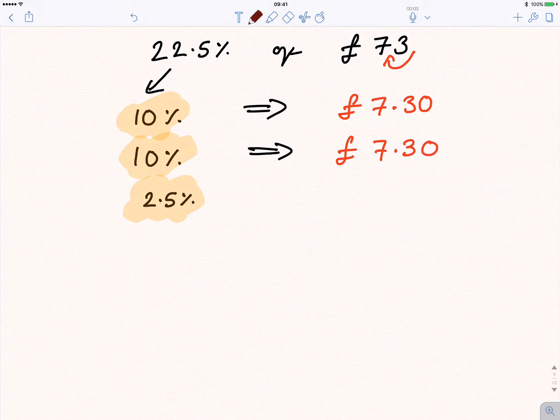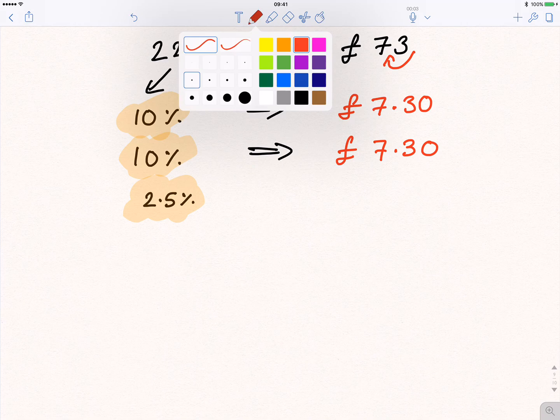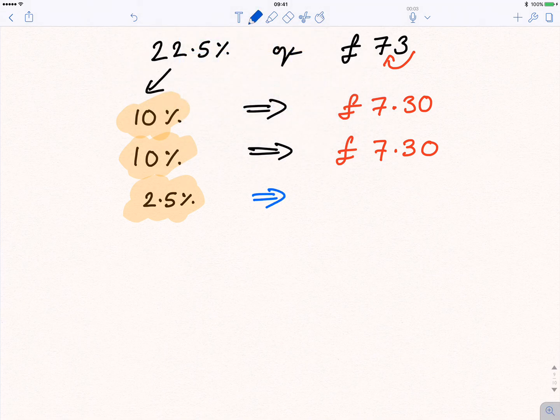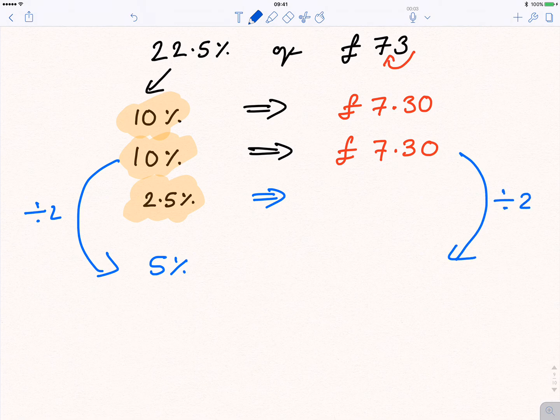Now, how do I work out the 2.5%? Well, if you remember what we did in class, half of 10% is 5%. So half of £7.30 is my 5%. Now what is half of £7.30? Half of 7 is £3.50. Half of 30 is 15 pence. So that's £3.65. That's your 5%.